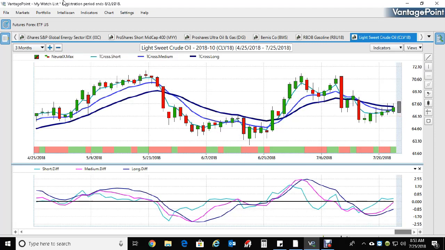Your lines are starting to cross over, but you still don't have your medium term crossing over your long term on your triple cross. So I will give it another day and watch it at the end of the day after 6:30 and see how it's looking. If your medium term crosses over the long term, that will be your indication to get out.